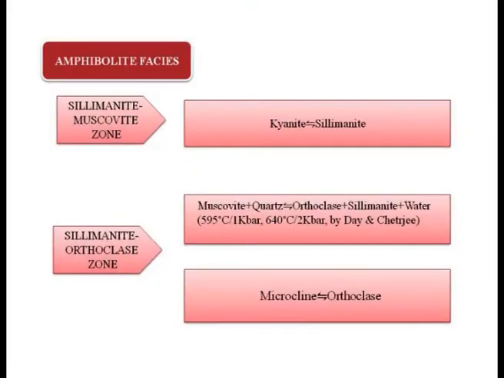Orthoclase, KAlSi3O8 polymorph: microcline is also transformed to higher temperature orthoclase. Furthermore, under the pressure temperature condition of this zone, partial melting or anatexis of pelitic rocks takes place, as demonstrated experimentally by Tuttle and Bowen in 1958 and Winkler 1974.